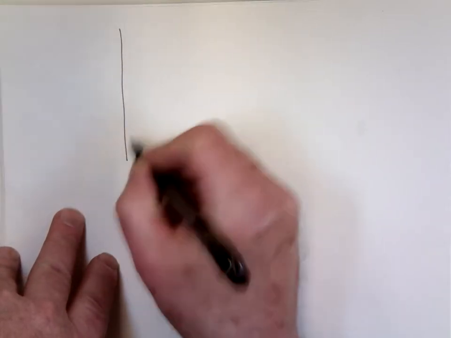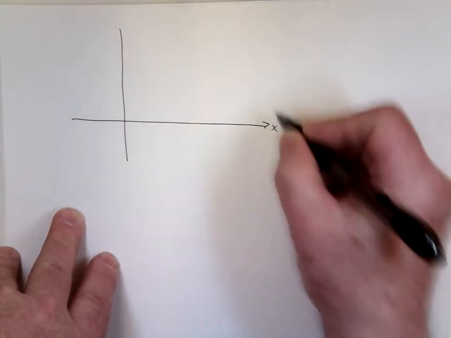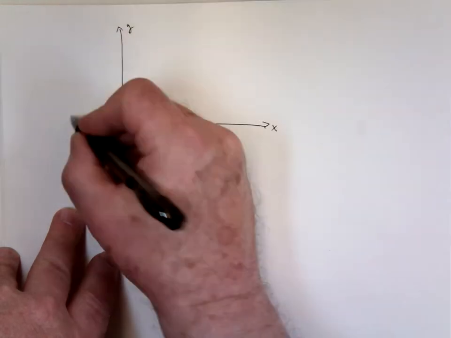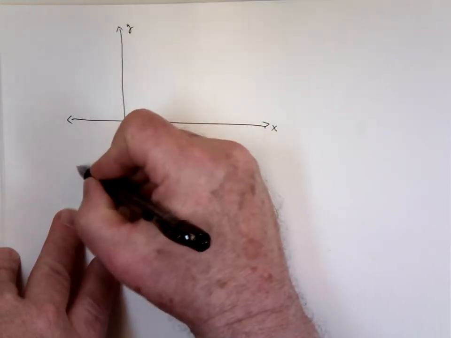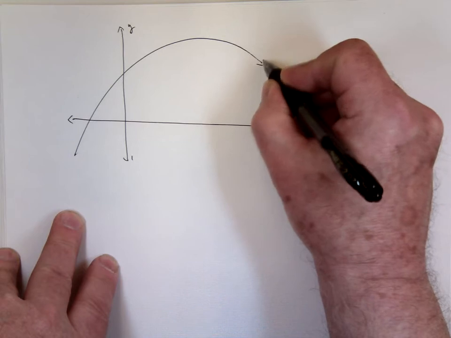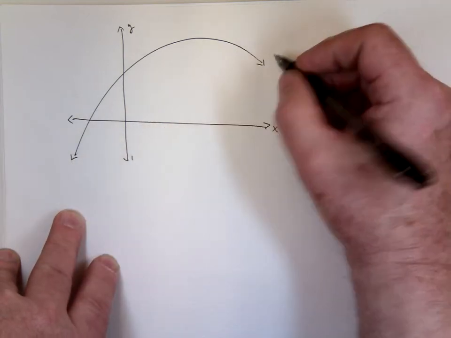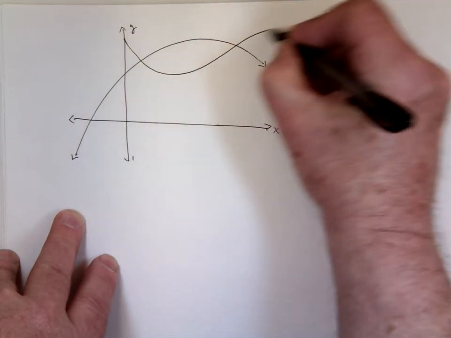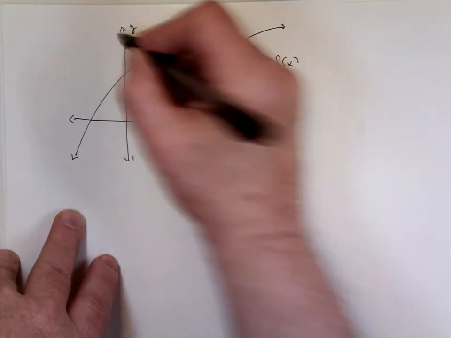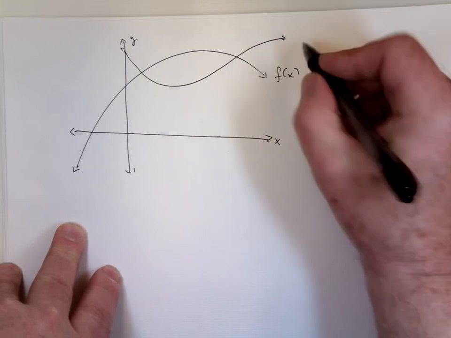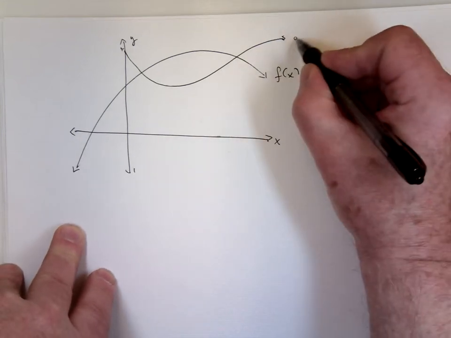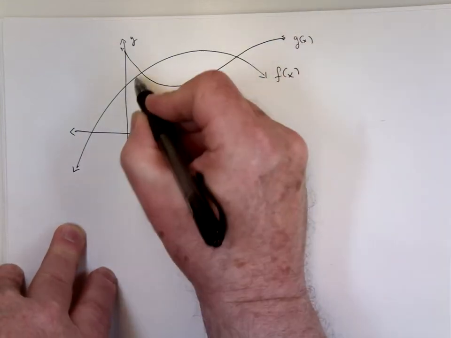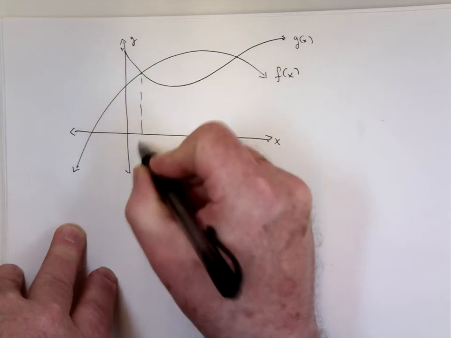Here's what we're going to do now. Watch this. This is going to be stunning. Let's take two functions. Let's take an f of x, and let's take a g of x. Okay. And let's say they intersect at a and b.